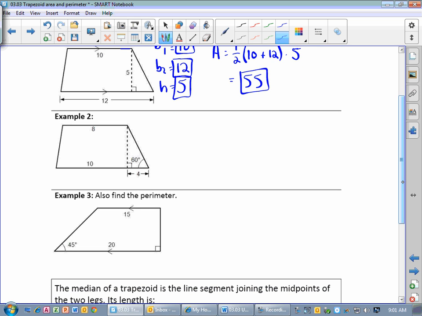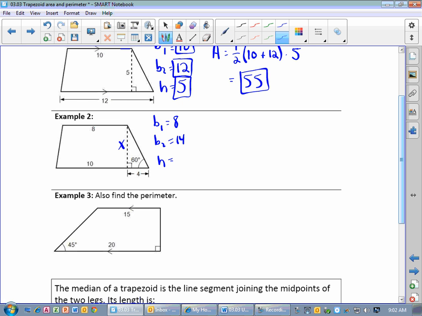Okay, example 2. Let's see here. So we're given this label of 10, right, and this label of 8. Now, the whole trapezoid here has a base of how long? 14, okay? So base 1, we're told, is 8. Base 2 is 14. We aren't given a height, but we are given an angle, which means we can use a trig ratio or a special right triangle, whichever one you feel comfortable with, to find the height.